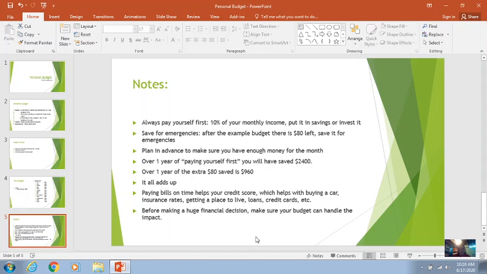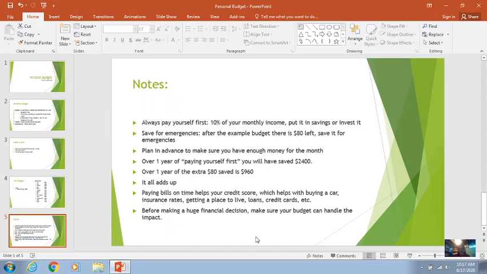If I was to save $200 a month over a year, I will have saved $2,400. That's pretty good chunk of change. I could do a lot with that money. Over 1 year, if I was to save that $80 and not spend it because I don't really do much, if I was to save that $80 over a year, I'd have $960. Now that's a good little chunk of money as well to sit on just in case something happens.